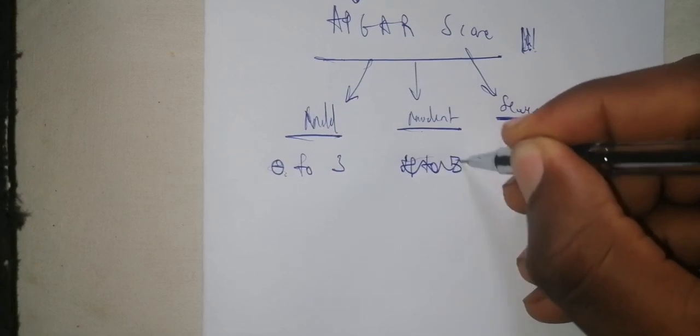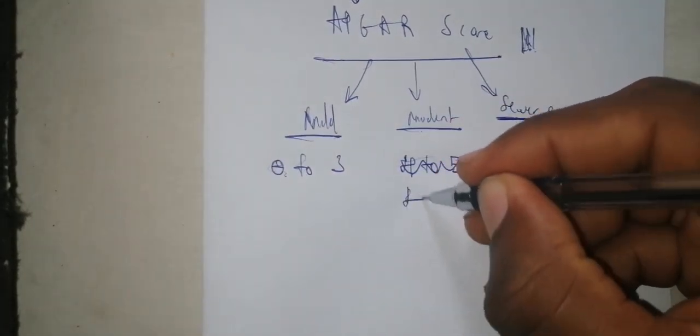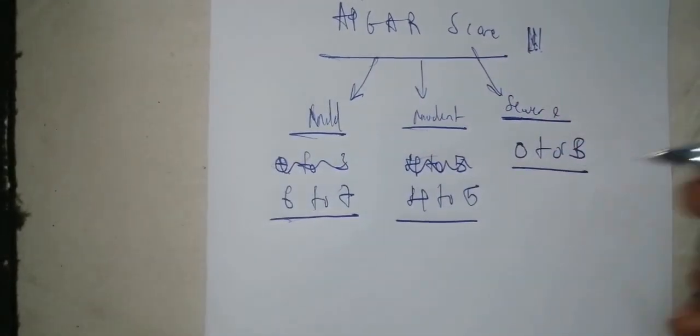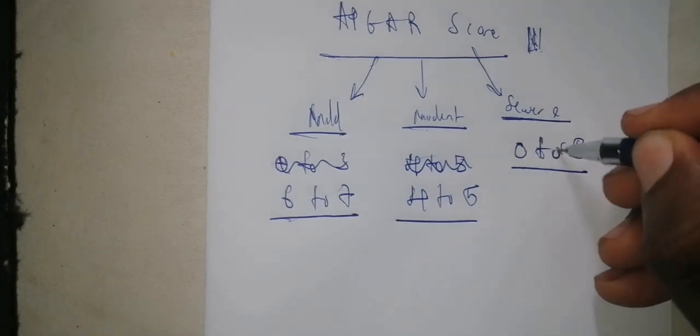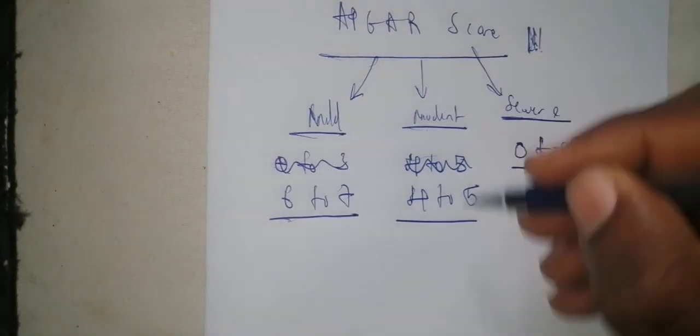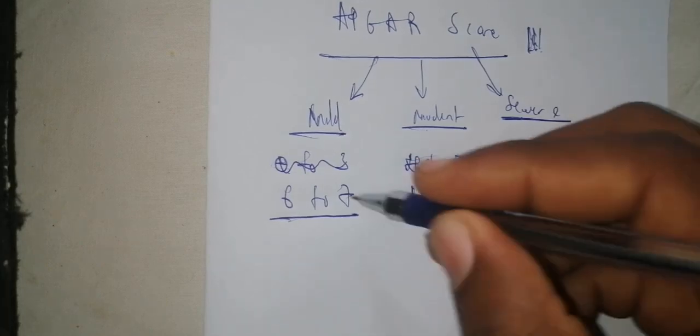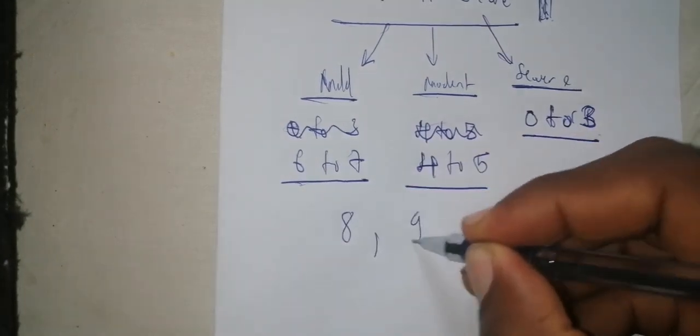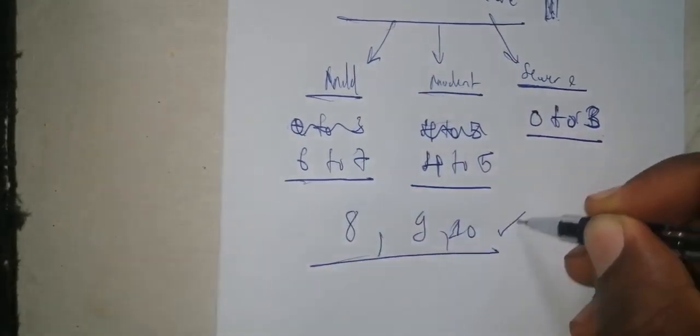Moderate birth asphyxia is when the Apgar score is 4 to 5, and mild birth asphyxia is 6 to 7. So generally, that is how you visualize the Apgar score and the severity. If you have an Apgar between 0 to 3, it is severe, moderate is 4 to 5, and mild is 6 to 7. When you have an Apgar score of 8, 9, 10, it is considered normal.